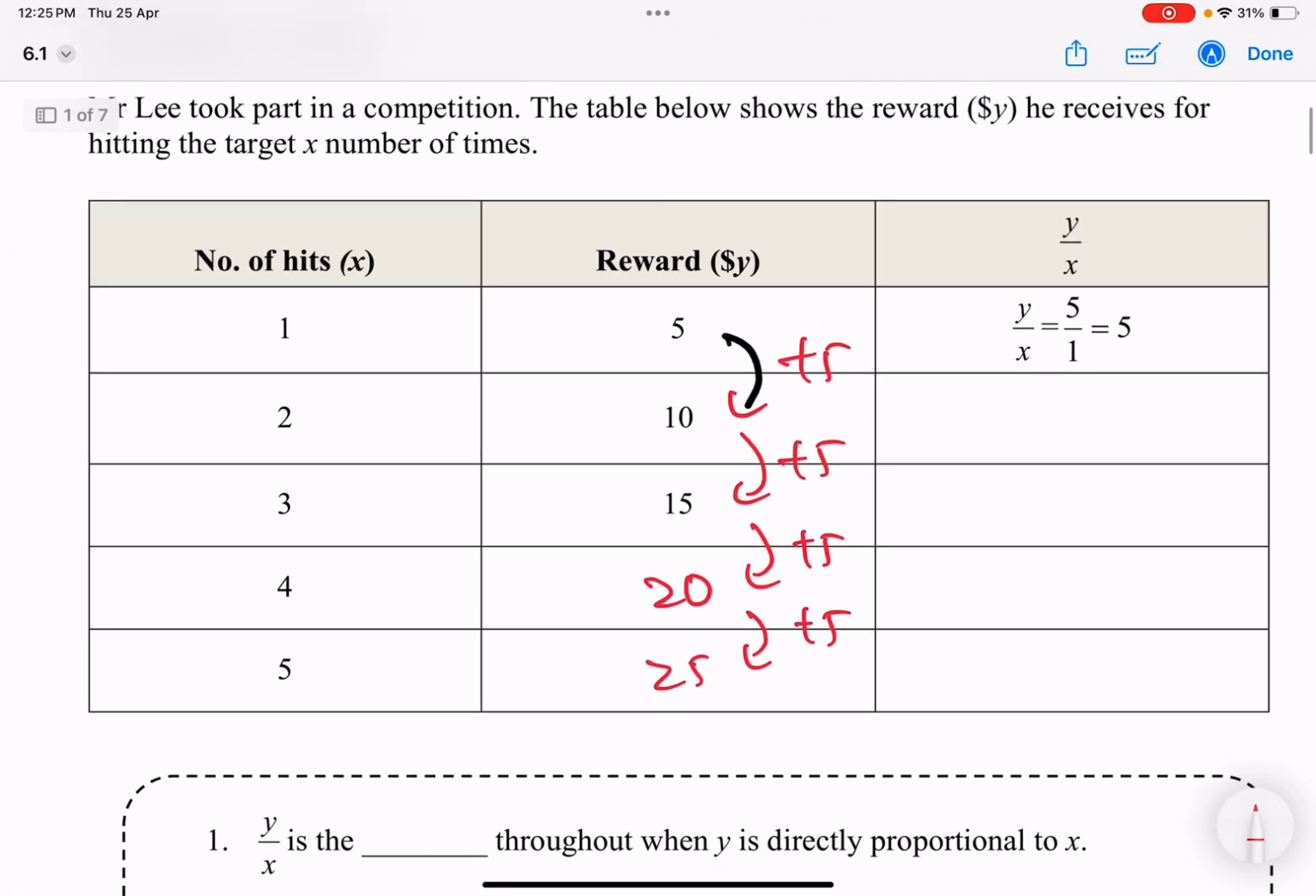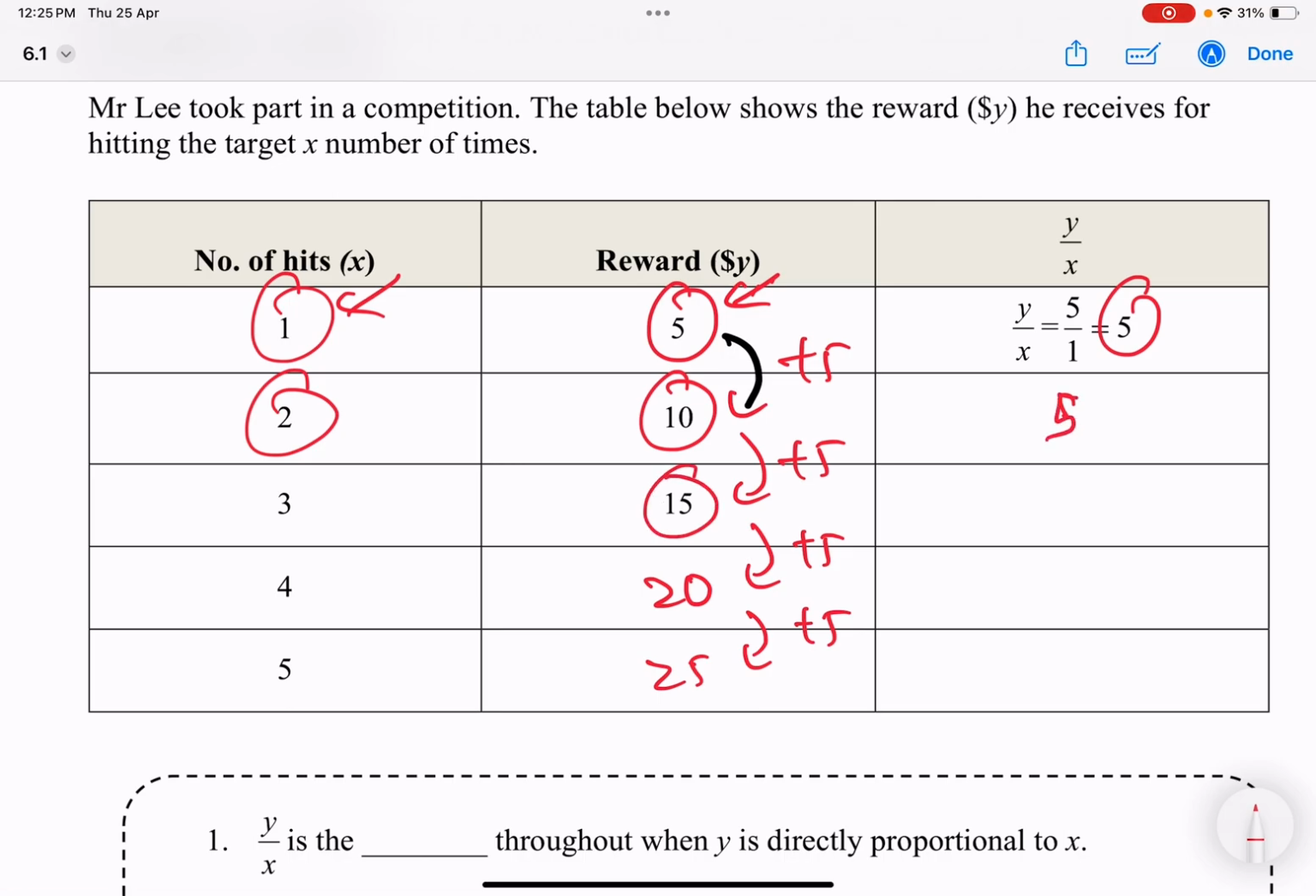Alright? So, how do we see whether something is in direct proportion? Like I told you, if they are in direct proportion, if we take the y divided by the x, that means we take this number divided by this number, we get 5. I take 10 divided by 2, I also get 5. 15 divided by 3, I also get 5. 20 divided by 4, 5. 25 divided by 5 is 5.